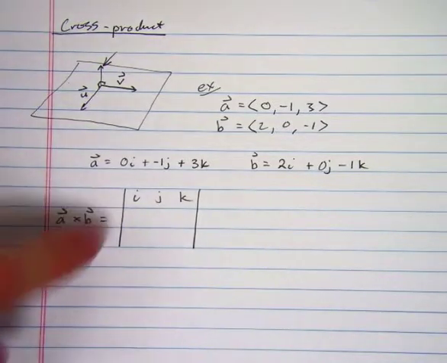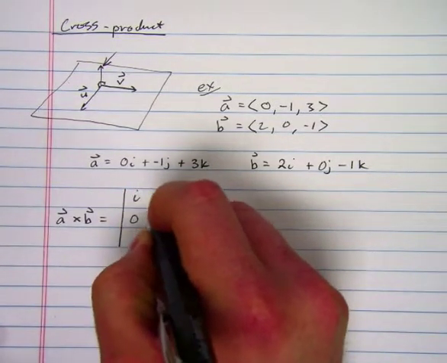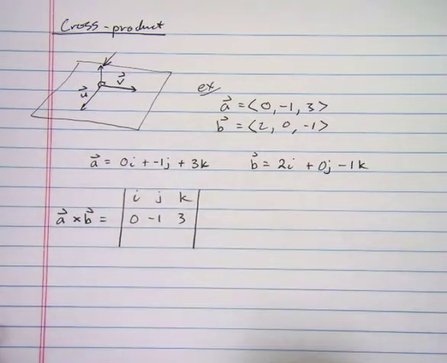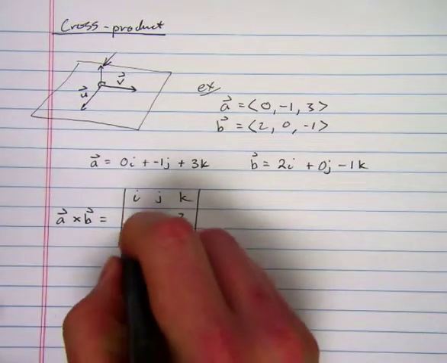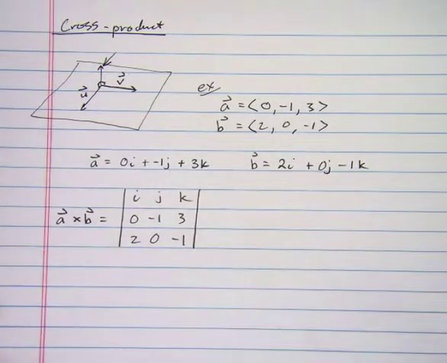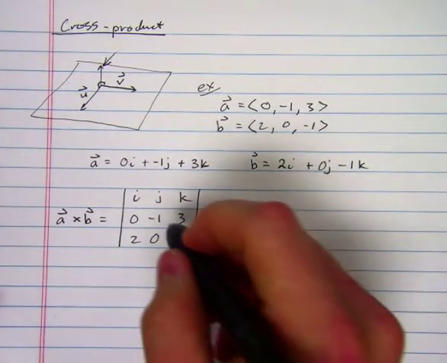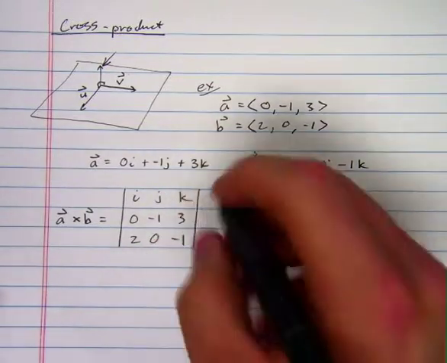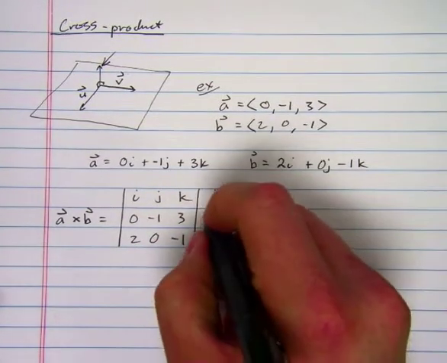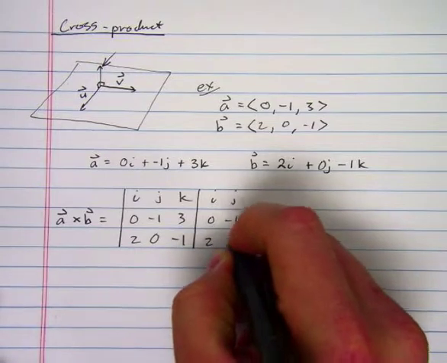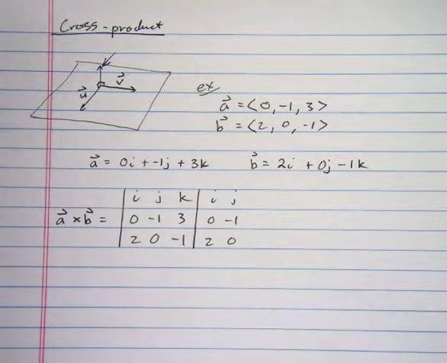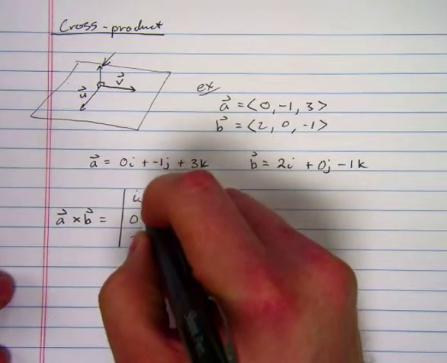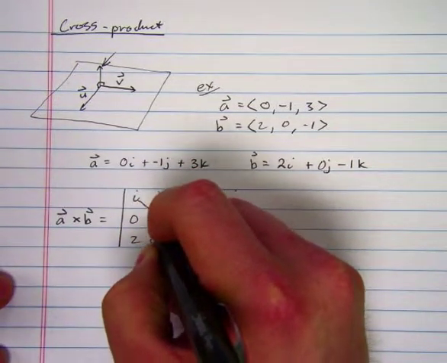On the first row you're going to write a, so that'd be 0, -1, 3. I'm just taking the numbers. The second row I'm going to put 2, 0, -1. And the best way to do this is to rewrite the first two columns again. So I put i and j over there, and I just write those numbers again. This is called, I think, the basket weave way to do this. There are a couple ways to do the cross product, but this is my favorite. So what you're going to do is multiply this way, go back and subtract that.